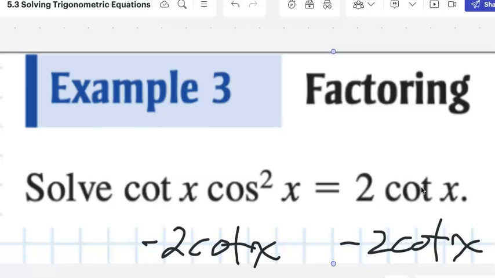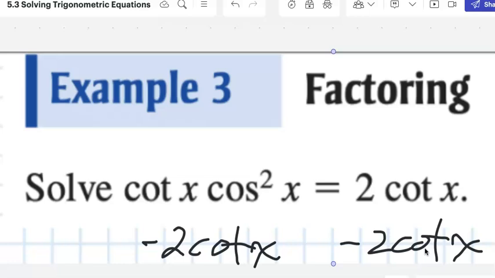And then you would have to understand that bringing that 2 cot x to the other side by subtracting 2 cot x puts you in a situation to perform factoring. Well, why do we have to do that? Well, the answer is because you can't isolate either of the functions here in terms of something known.